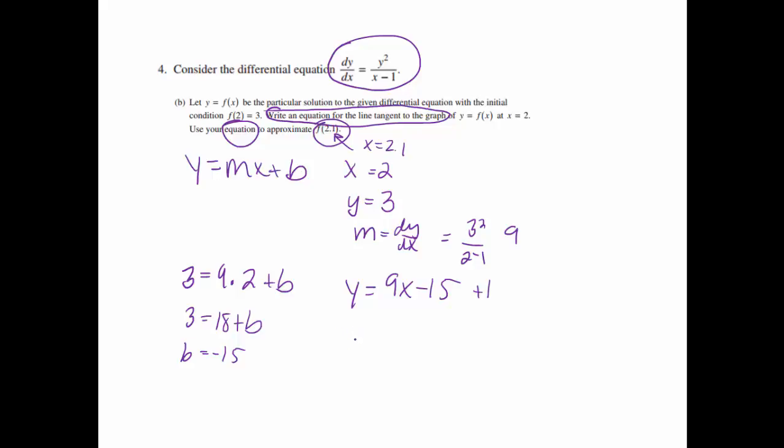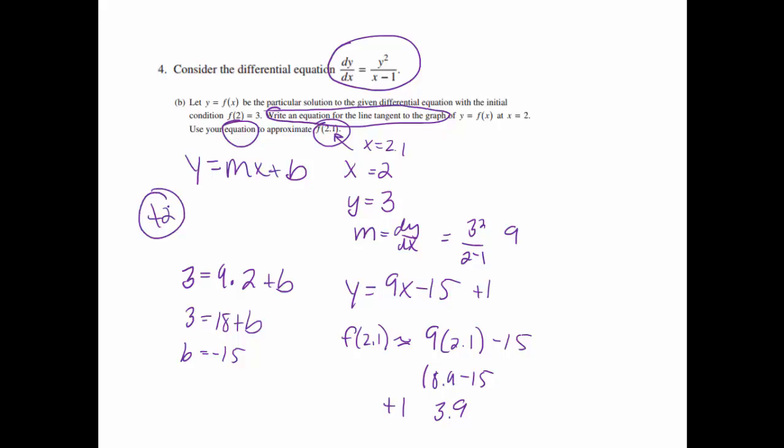So approximating that, I'm going to get f of 2.1 is approximately 9 times 2.1 minus 15. This is a non-calculator section, so try this out by hand. Make sure you remember how to multiply decimals. 9 times 2.1 will be 18.9 minus 15, which gives me 3.9. Okay, and that was also worth just 1 point. You either got it or you didn't. So this part of the problem was worth 2 points.